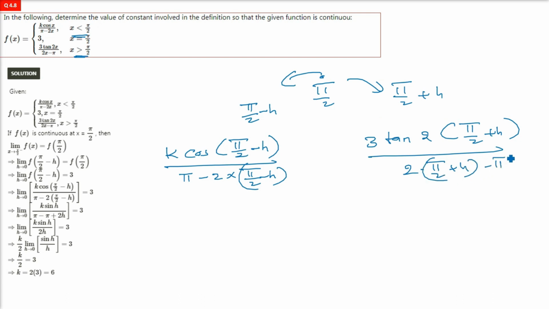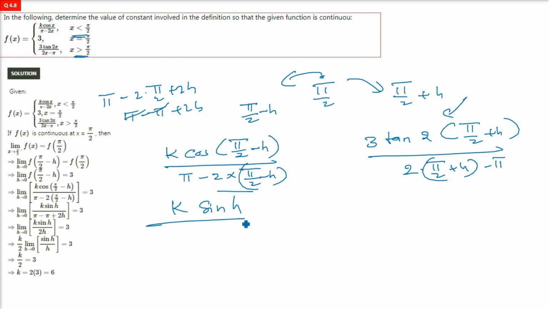But what I'm saying is, we can just get the answer by finding out the left hand limit only. Because the left hand limit and right hand limit and the value of the function at x equals pi by 2, they will be same, because the question is already saying it is continuous. So k cos 90 minus theta is sin theta, just sin h. Now this is pi minus 2 into pi by 2 plus 2h. So 2 gets cancelled, pi minus pi plus 2h, pi gets cancelled, you have 2h here.